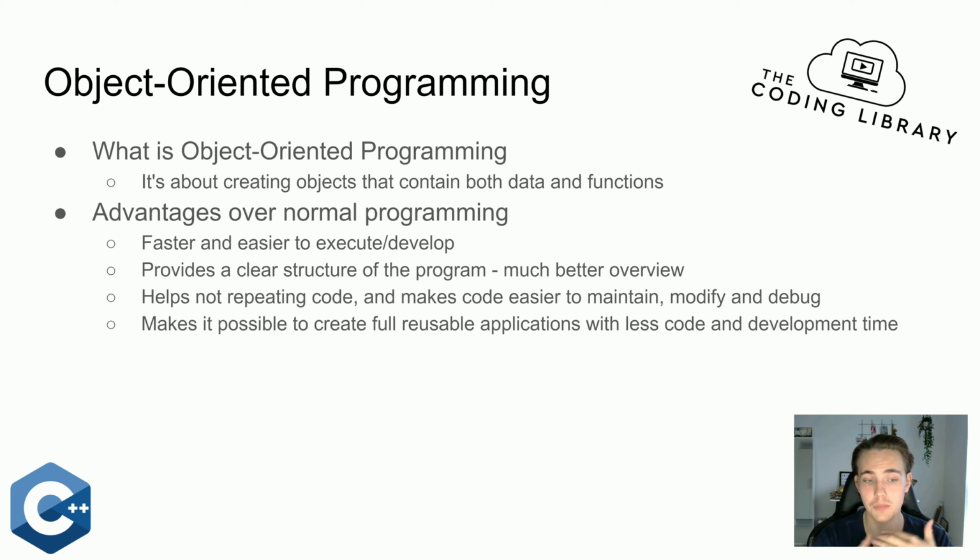It also makes it possible to create fully reusable applications with less code and development time, because when you have created a class once, like a student, then you can reuse that and move it from one program to another. So it's really portable, and it's better because there's less code, and it also makes the development time much better and faster. So there are quite a lot of different advantages of object-oriented programming compared to normal programming.